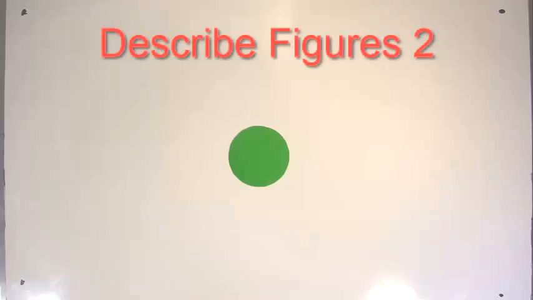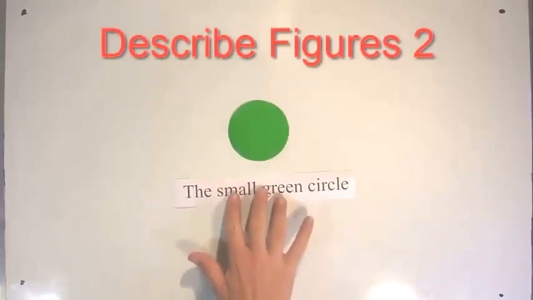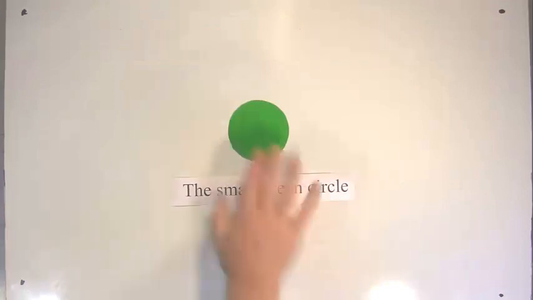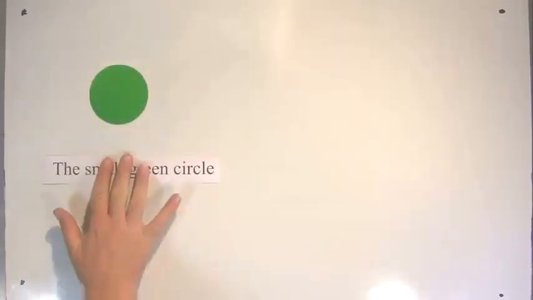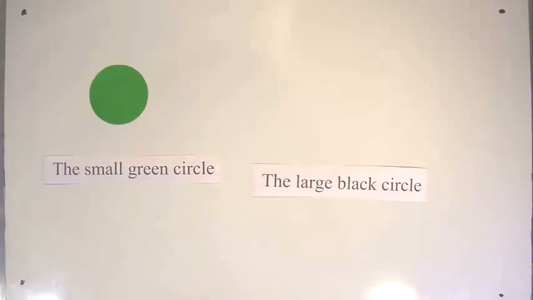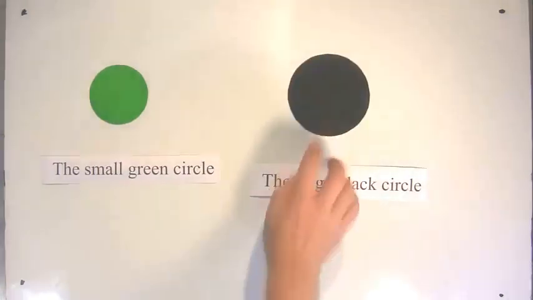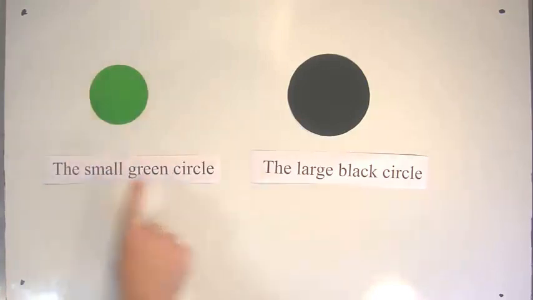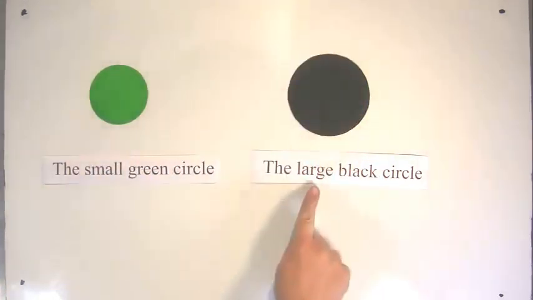This is the small green circle. See? The small green circle. And in addition to the small green circle, we're also going to talk about the large black circle. See, this circle is small, but this circle is large.